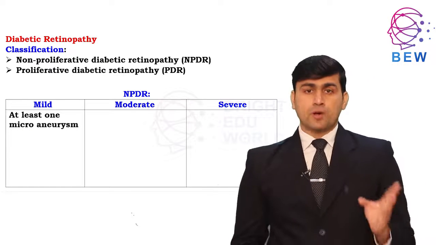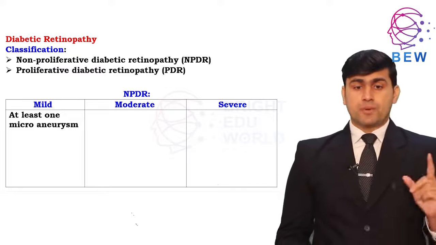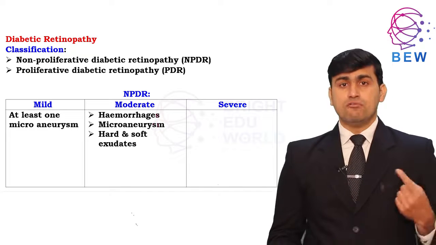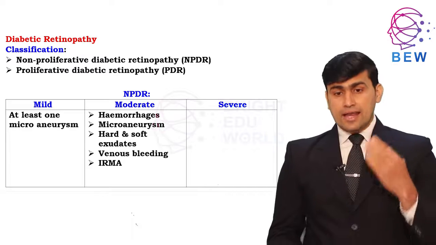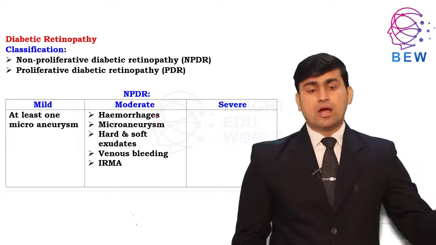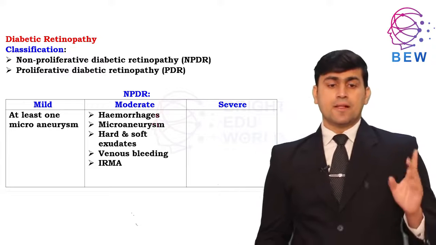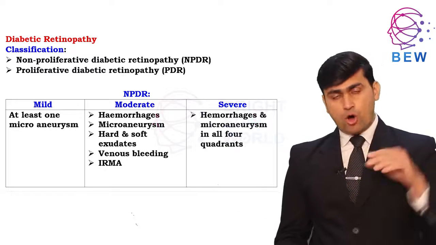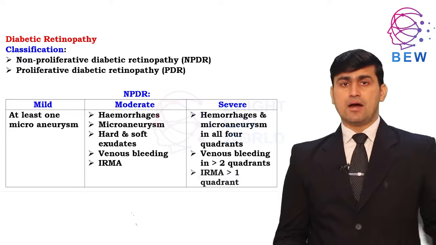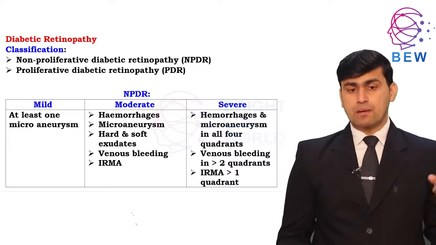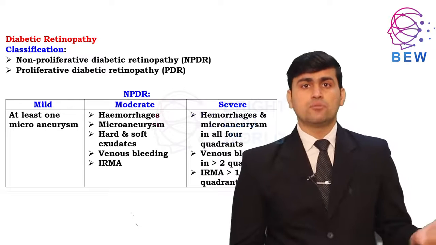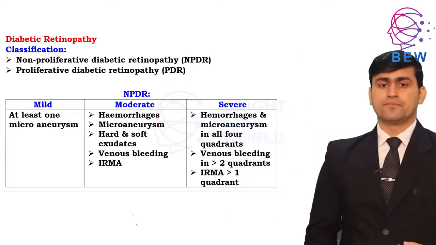What is moderate non-proliferative diabetic retinopathy? So the presence of hemorrhages, microaneurysm, hard and soft exudates, venous beading and IRMA less than that of the severe NPDR. And what is severe NPDR? It is hemorrhages and microaneurysms in all four quadrants, venous beading in at least two quadrants, and IRMA, that is intraretinal microvascular abnormalities in at least one quadrant, is classified into severe non-proliferative diabetic retinopathy.